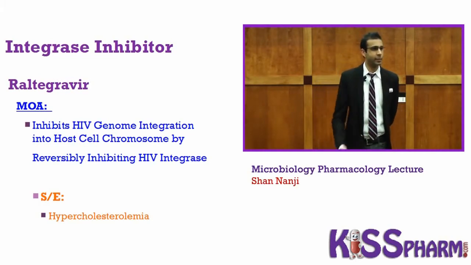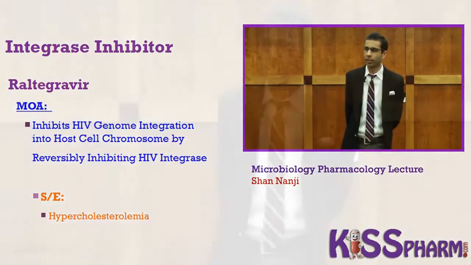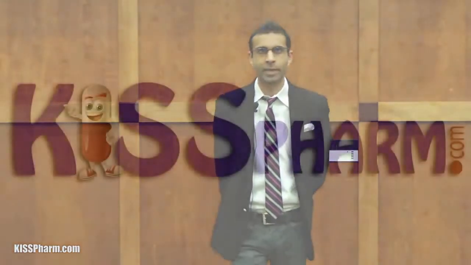Integrase inhibitor, well, it inhibits HIV genome integration into the host cell. Side effect of this is hypercholesterolemia. What's the side effect of raltegravir? Excellent, hypercholesterolemia. Those are AIDS drugs. That's all you need to know, and that brings us to the end of our microbiology lecture.